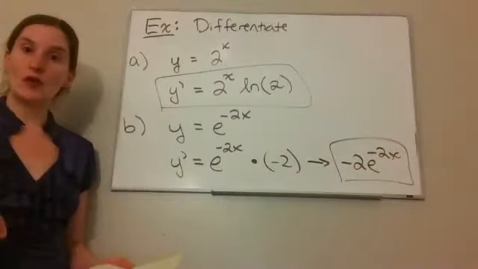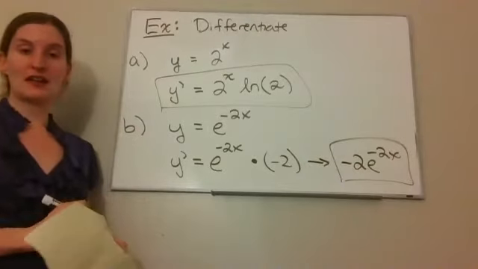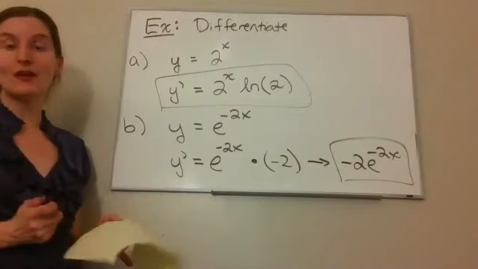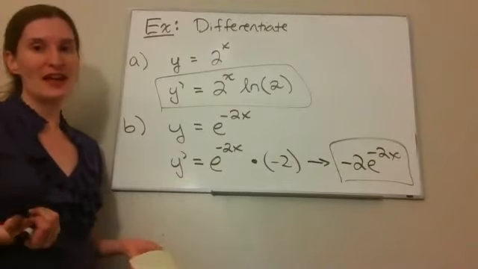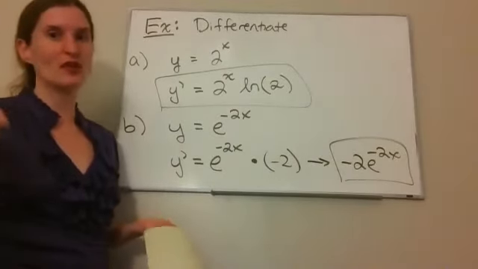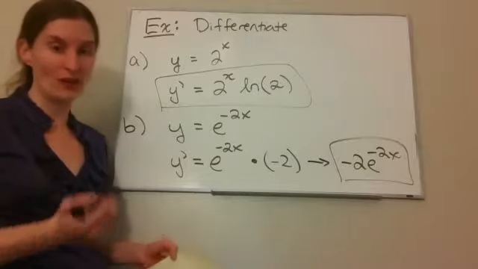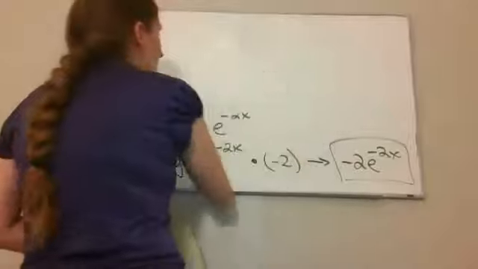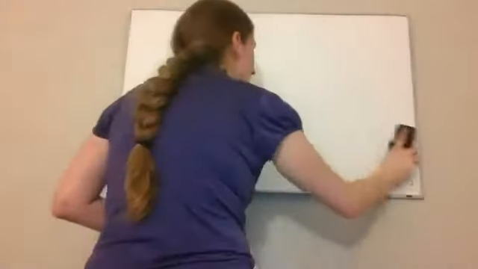The chain rule with an exponential function like this, you end up getting itself times the derivative of the exponent. But again, this is just your chain rule, derivative of outside times derivative of inside. Let's do 2 more of these.